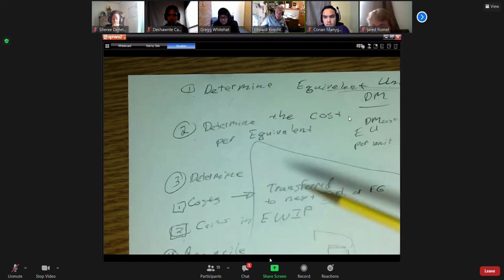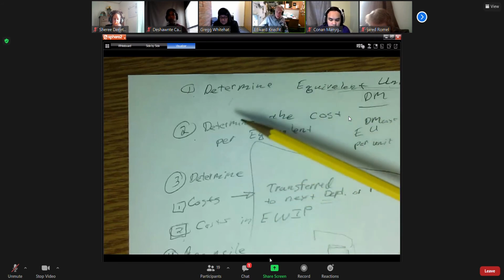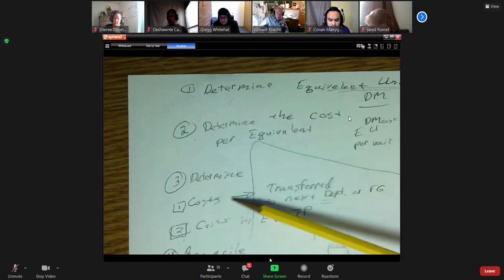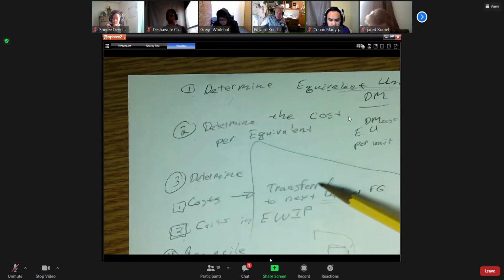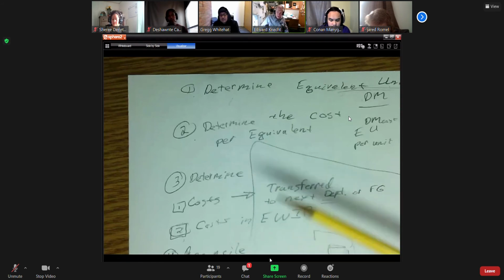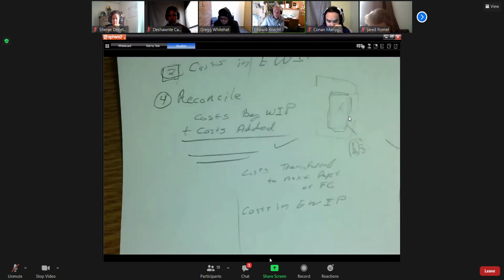So we figured equivalent units, cost per equivalent unit, and determined the total cost of goods transferred to the next department or to finished goods. And the second part, we got to figure out the cost of the equivalent of the ending work in process. And then the last step is to reconcile it.